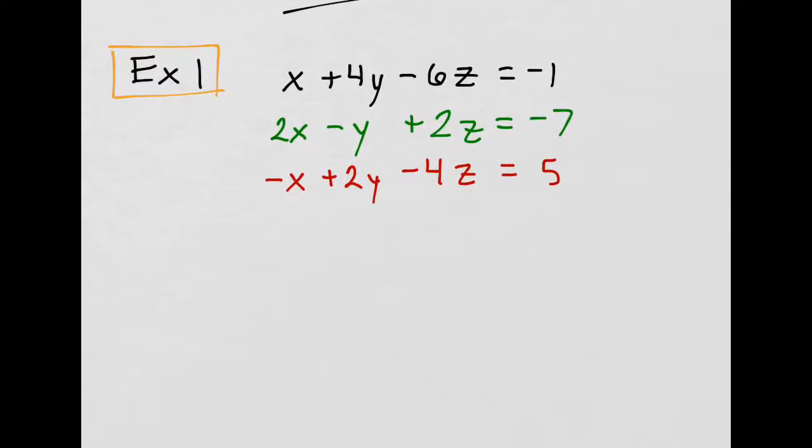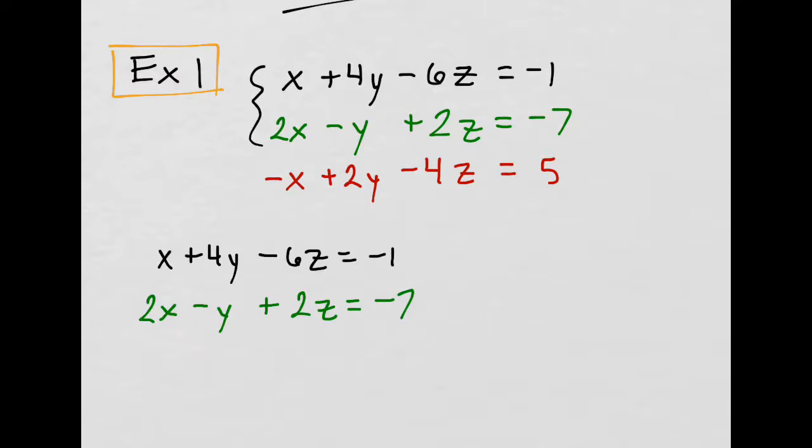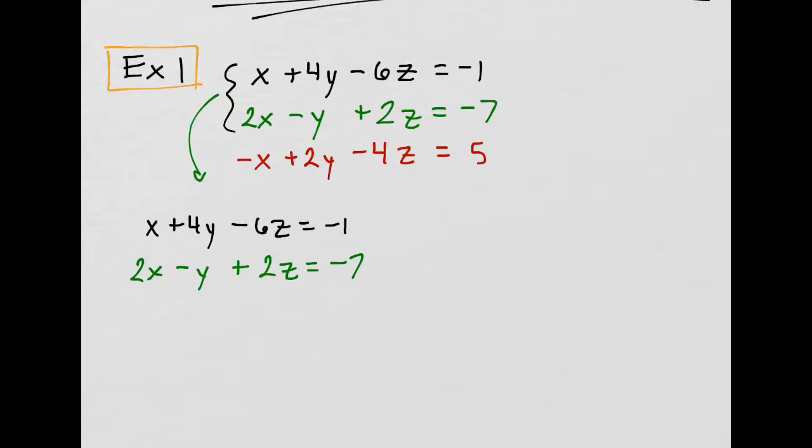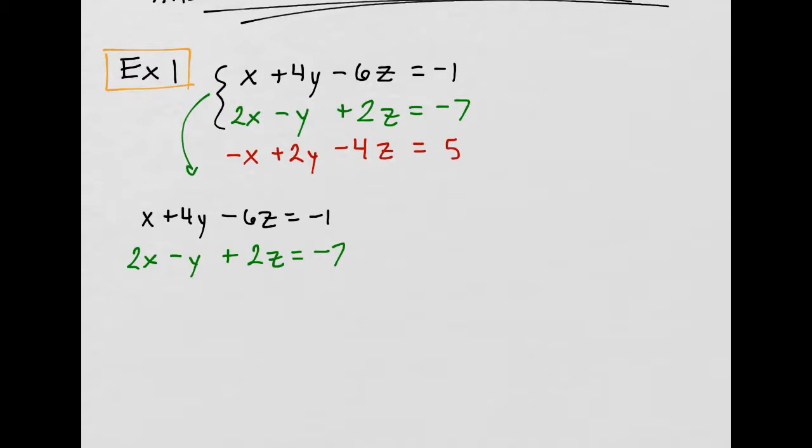So for the first part, I'm just going to choose the first 2 equations. So I'll write those on the side. That's the first thing I'm going to do, just choose 2 equations. And then the next thing I'm going to do, before I even do anything with that, is choose 2 different equations. I could choose those 2, or I could choose those 2. It doesn't matter. In this case, I'll just choose the green and the red.